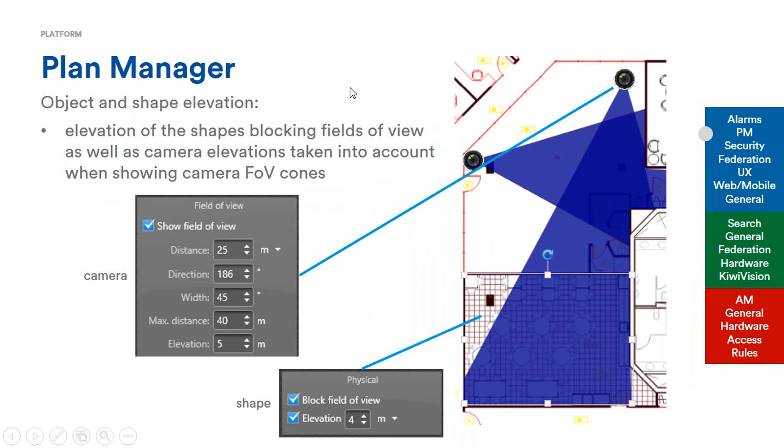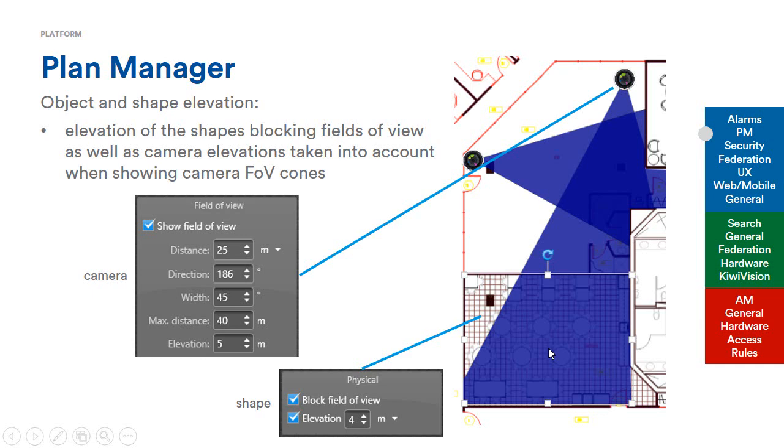Another nice new thing, and you might have noticed this on my map before, is we do have the elevation taken into account on the maps now. So I actually have a shape defined right here, and within that shape I gave it an elevation of 4 meters, and I said block field of view, which is why you can see the cone isn't going outside of it, but my camera itself is 5 meters up. So that means the camera is going to actually see over this shape. So it's 4 meters, the camera's at 5 meters, it's going to look over it. And that's well represented on the map at this point.